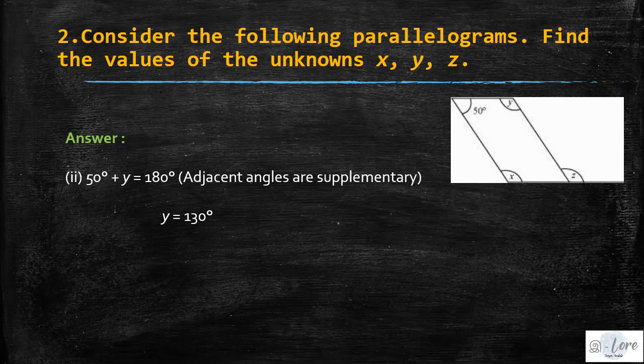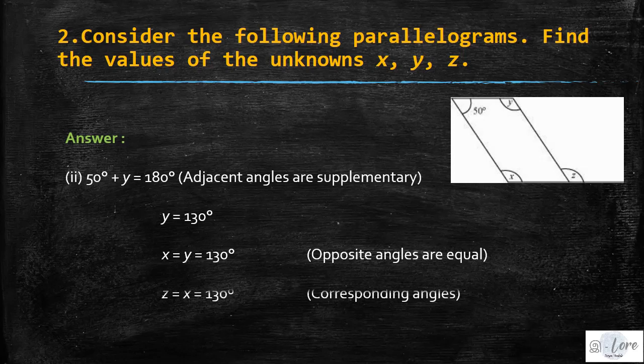We know that x is the opposite angle of the parallelogram, so x is also 130. Similarly, we know the property of x and z. x and z are corresponding angles with respect to the parallel sides and the transversal. So we can say z and x are equal to 130 degrees.